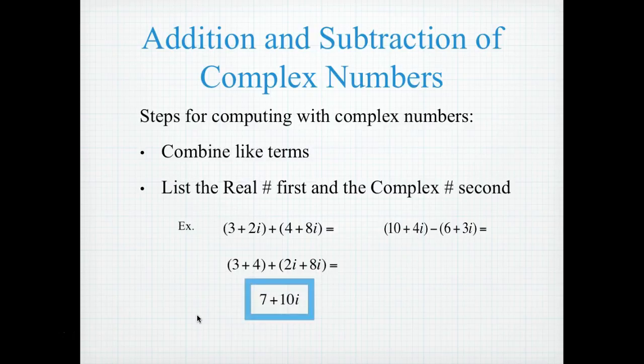When subtracting complex numbers, we have to distribute the negative just as we did when we subtracted polynomials. So that gives us 10 minus 6, which gives us 4, and 4i minus 3i gives us 1i.